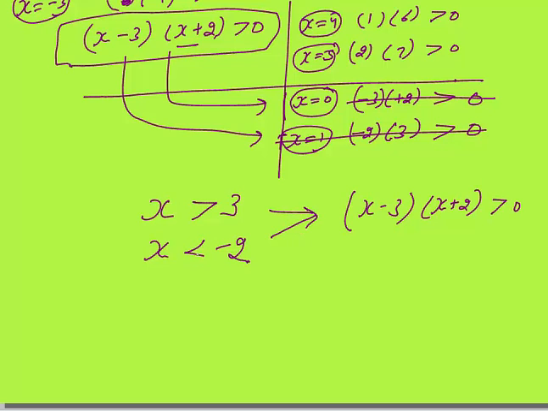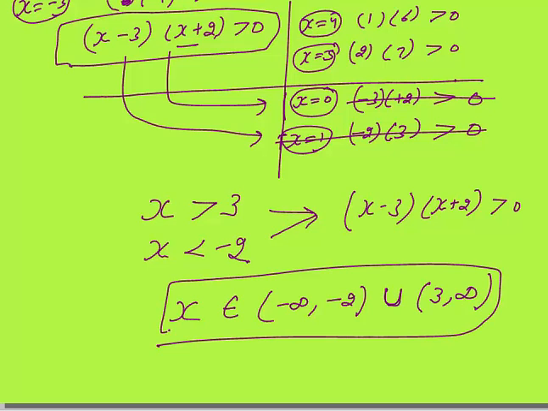Whenever x is greater than 3 or x is less than minus 2, that we have proved from the graph. So what will be my answer? My answer would be x belongs to minus infinity to minus 2. It means all values less than minus 2, union, I have to also include 3 to infinity: 3, 4, 5, 6, 7, 8 up to infinity. That will be my final answer. That will be the range of x.